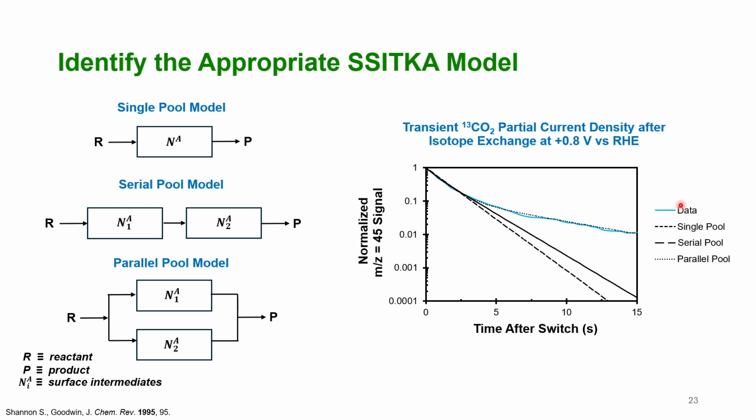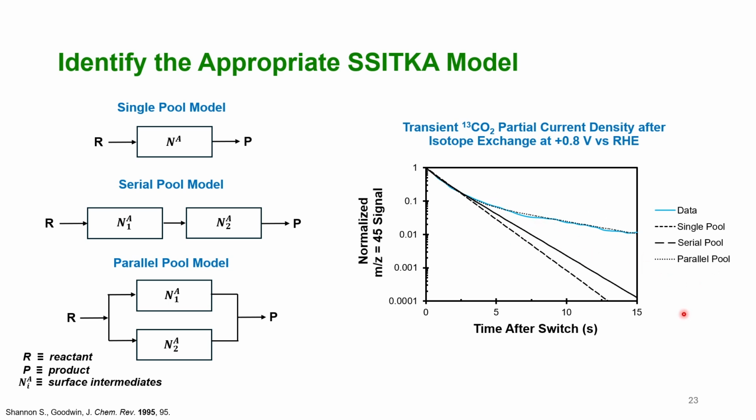The first one is a single pool model, where essentially you have a reactant going to one intermediate going to a product. This is your most elementary reaction. A serial pool model is where you have an intermediate leading towards another intermediate, which then produces a dominant product. And then you have a parallel pool model where you have two separate intermediates on the surface simultaneously leading towards the same product. What we did through a minimization of variance technique was fit our data to all three models, and you can see that our data aligns exceptionally well with the parallel pool model.